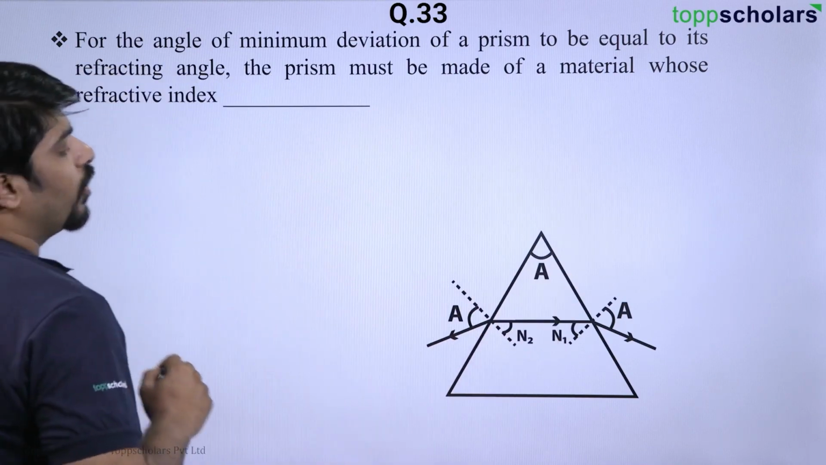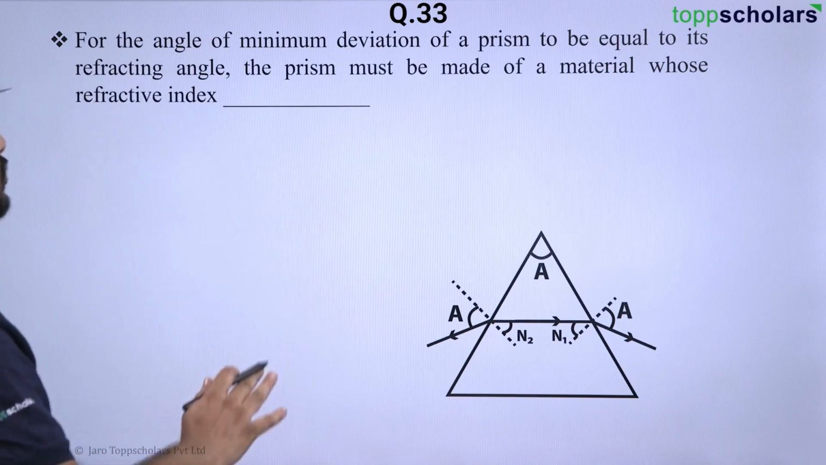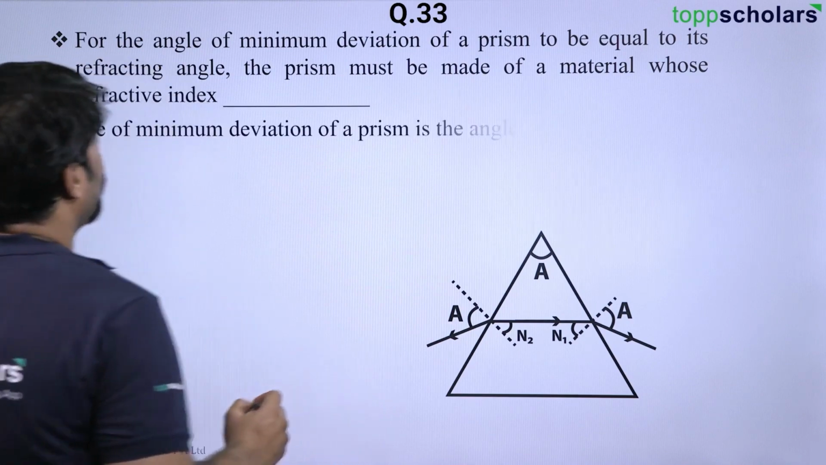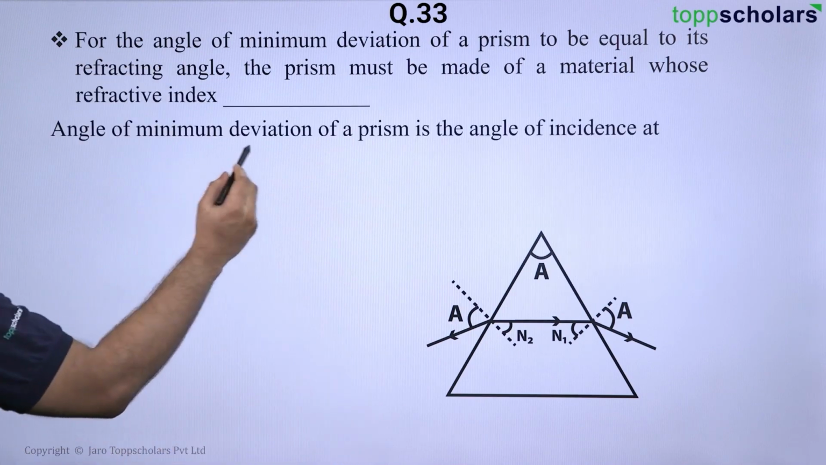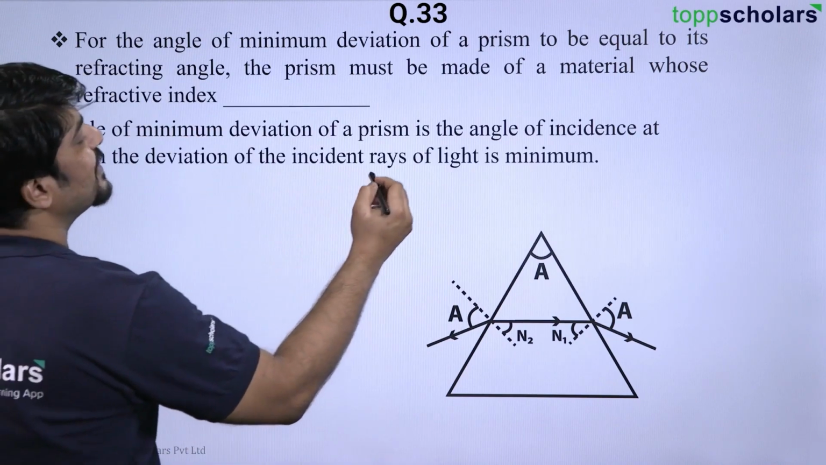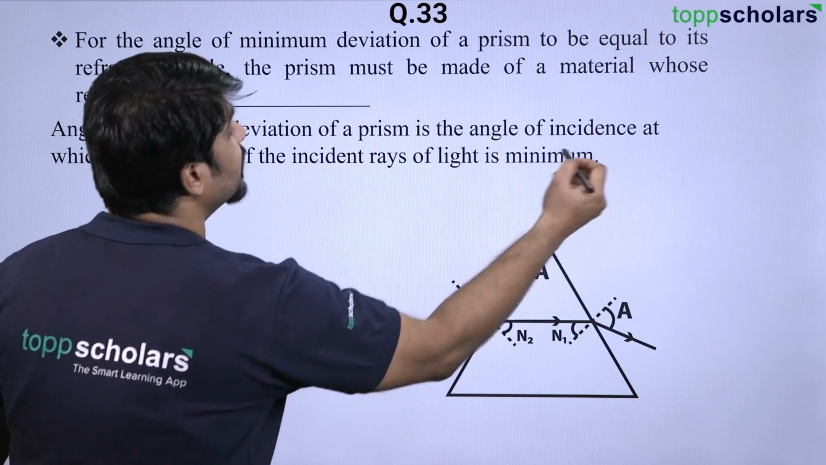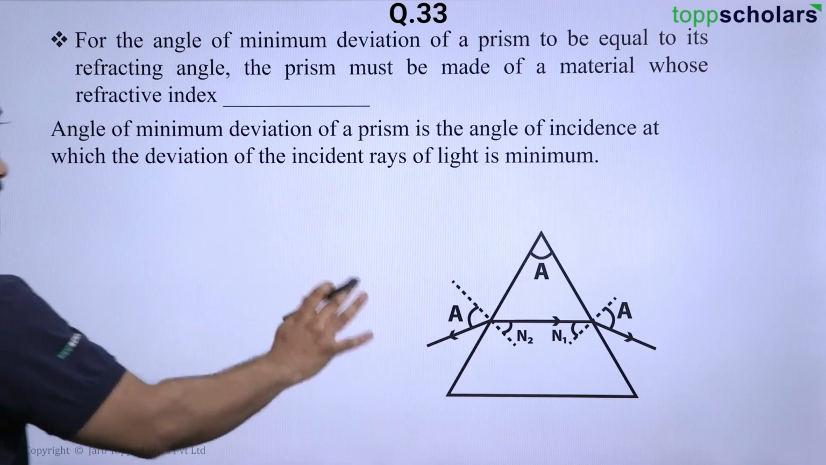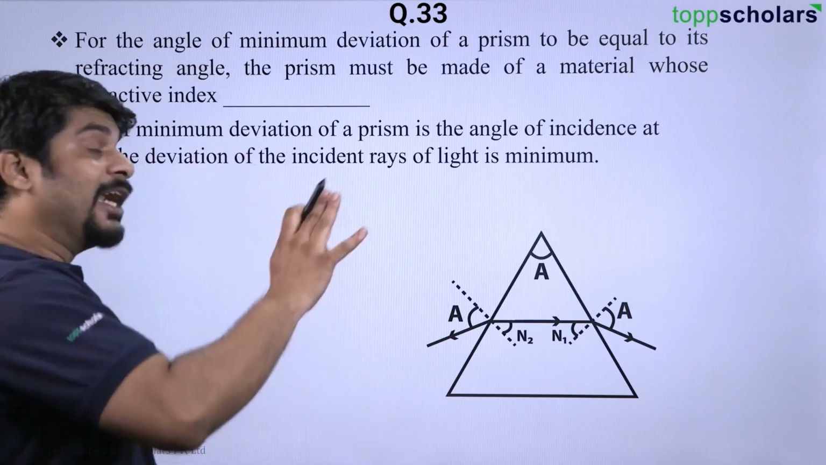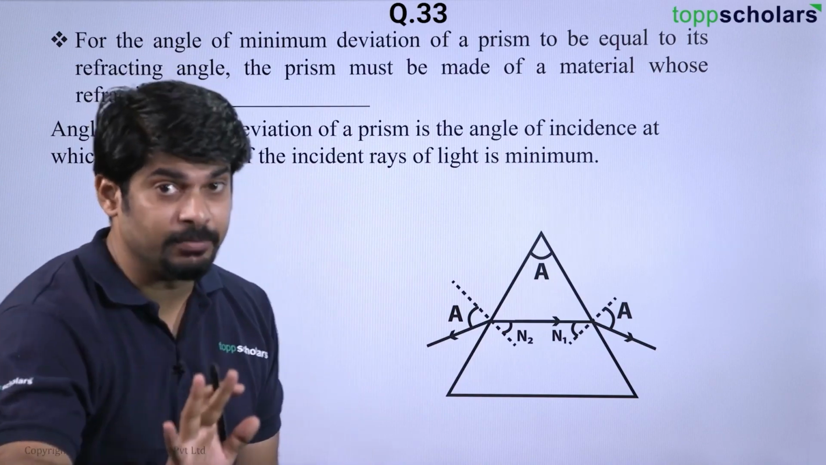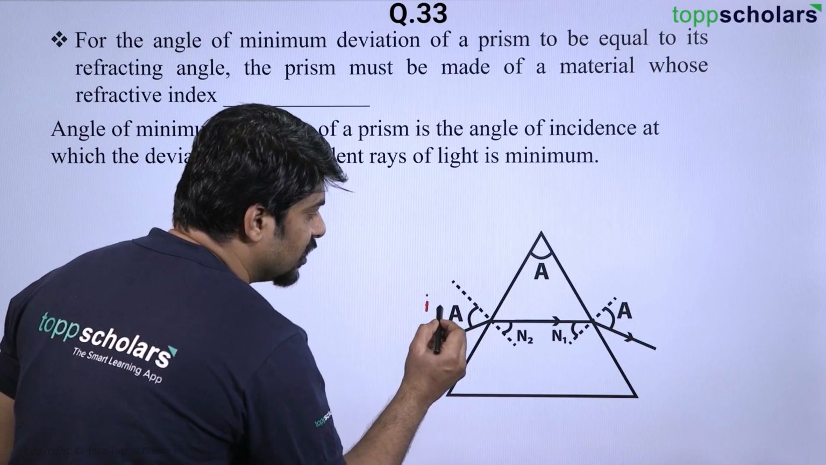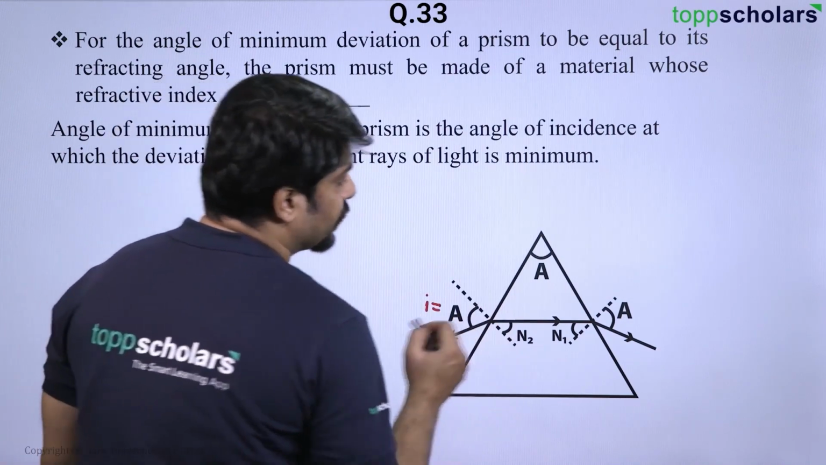Now, what we want is the angle of minimum deviation of the prism to be equal to its refracting angle. First of all, the angle of minimum deviation of a prism is the angle of incidence at which the deviation of the incident rays of light is minimum. So, what we will do over here is, we will put this angle equal to A, that is the angle of prism.